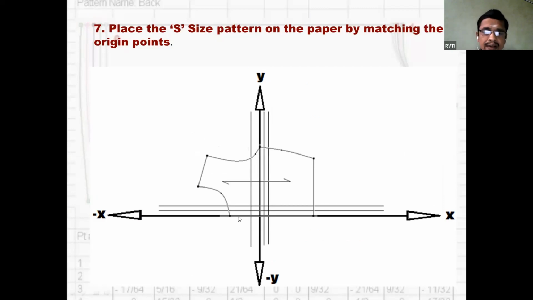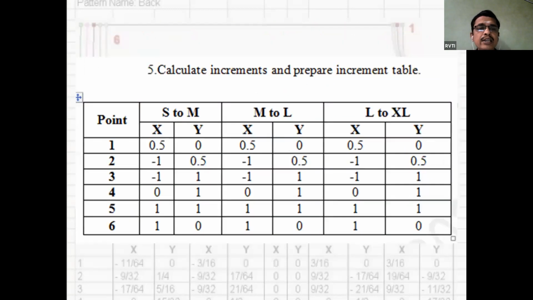Then what I have to do is draw only a small part of this center front line and a small part of the neck curve. Then I have to apply the increment on 2. Before applying the increment, again I have to come to the origin point. For each and every point, before we apply grading increments, we have to check whether the paper origin point and the pattern origin point are perfectly matched. That's very important.